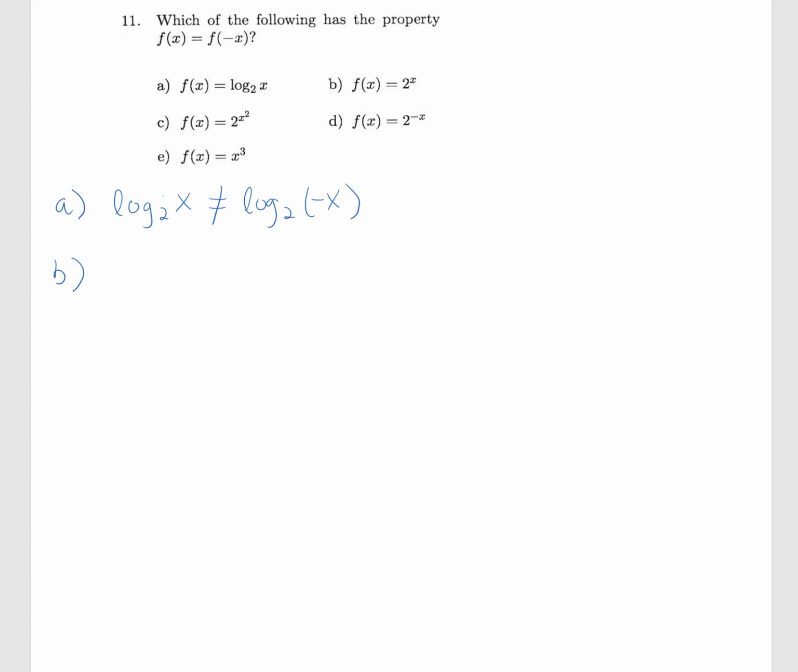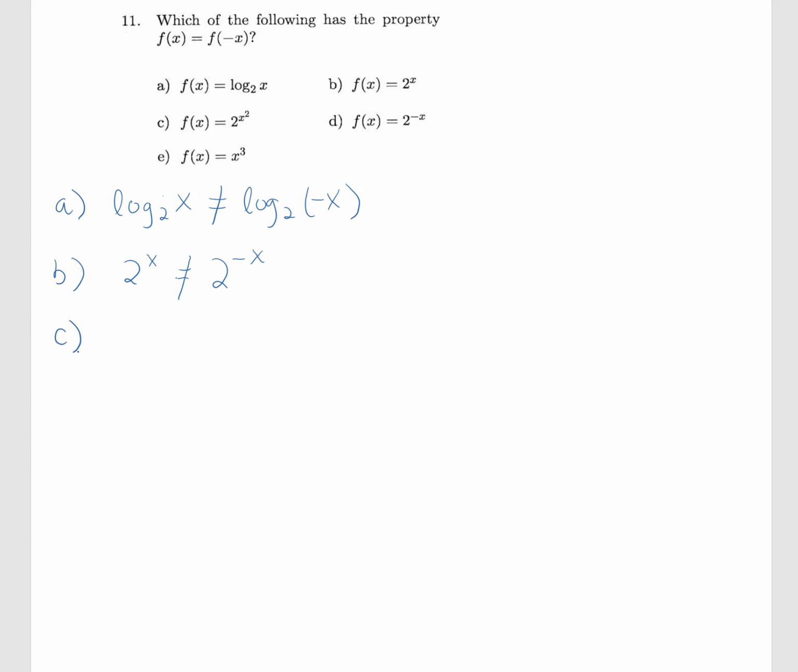We look at answer B. Applying this property would give us 2 to the power of x equals 2 to the power of negative x. And if we think about this, 2 to the power of some value is going to be some value greater than 2. And then 2 to the power of that same value but negative is going to be 1 over 2 to the power of that number. So it's going to be a fraction, and it's going to be smaller than 2.